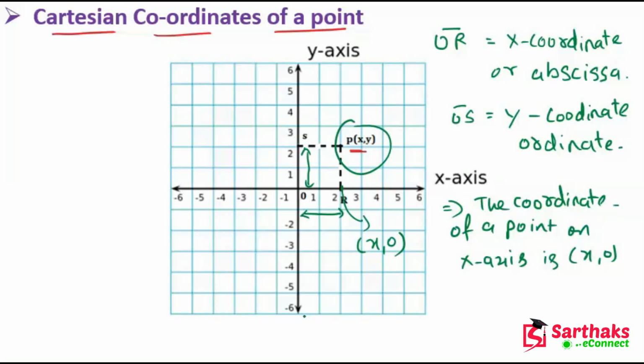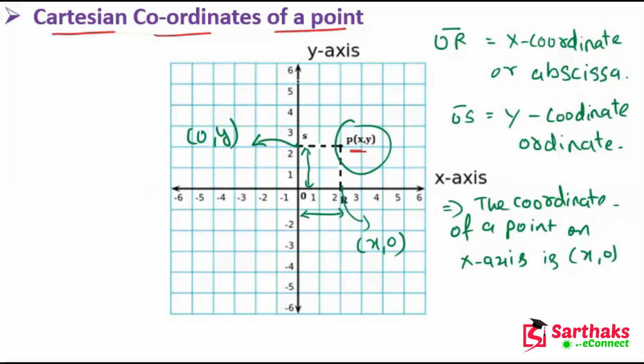Similarly, for a point on the y-axis, the distance of the point from the y-axis is 0, that is, the abscissa is 0. Hence the coordinates of a point on the y-axis are always 0 comma y. Let's suppose this point. So my dear friends, I hope you understand these things.